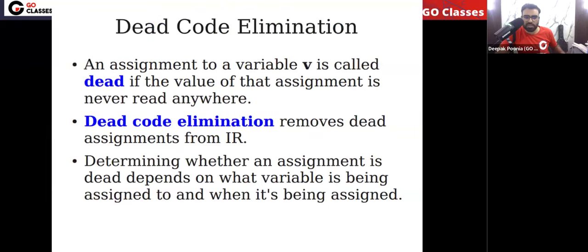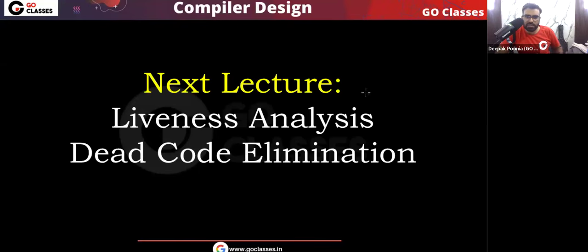So I hope you understood the definition of dead assignment. So remember, an assignment to a variable is called dead if the value of that assignment is never read anywhere. Okay. In that situation, that assignment will be called dead. And this type of dead assignment you can remove from the intermediate representation. So you can see dead code elimination will remove dead assignments from the IR. Okay. Very simple.